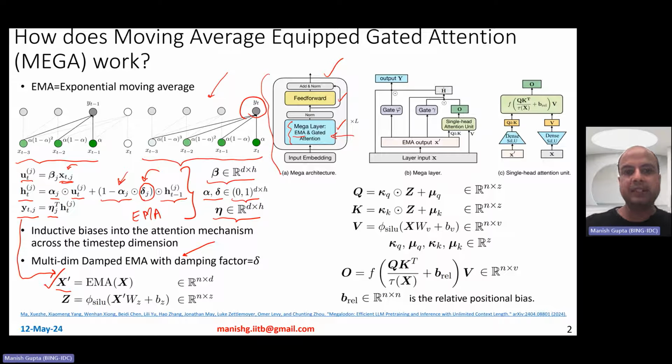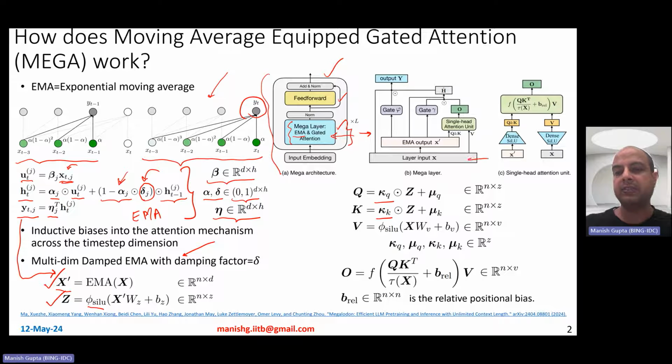So basically they do EMA so as to get a revised version of their input X. Now they use this revised version essentially. On top of this revised version, they put up a further nonlinearity so as to get Z. Okay. Now this Z is basically used to extract queries and keys. So you see in this architecture, this Mega layer is being explained here in detail.